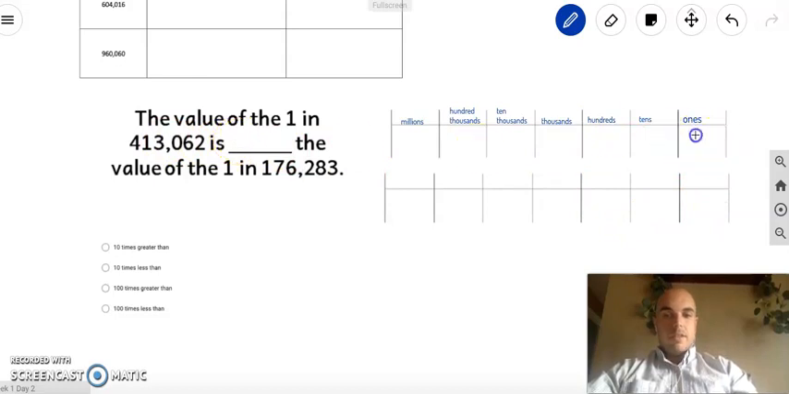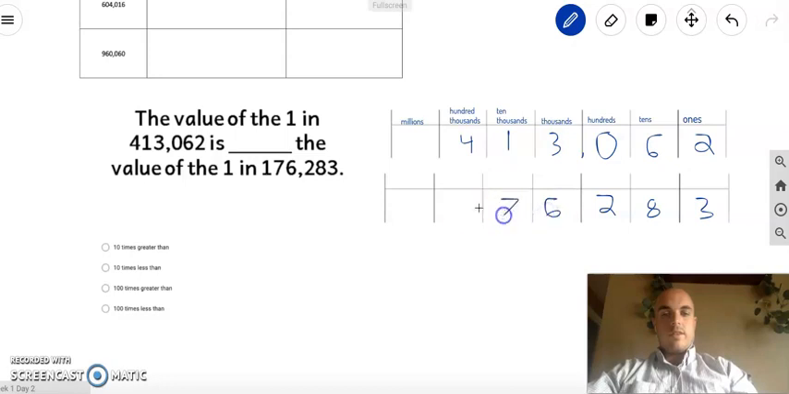I have 2 in the ones place, 6 in the tens place, 0 in the hundreds, 3 in the thousands, 1 in the 10,000s, 4 in the 100,000s. I'm going to go down here and put the next one in. I have a 3 in the ones, 8 in the tens, 2 in the hundreds. I have 6 in the thousands, 7 in the 10,000s, and 1 in the 100,000s. So the numbers I'm comparing is the value of 1 in each of these. So I'm going to find my 1. I have a 1 here in the 10,000s, and I have a 1 here in the 100,000s.